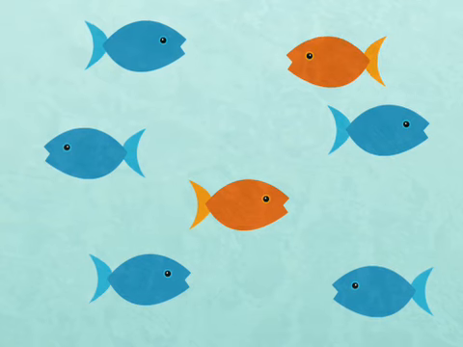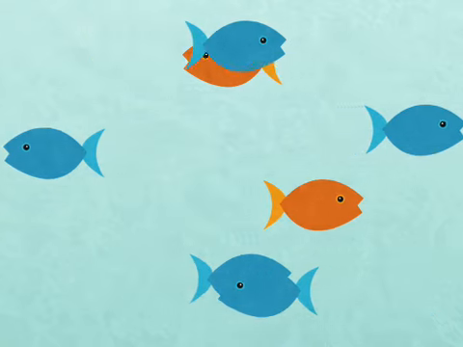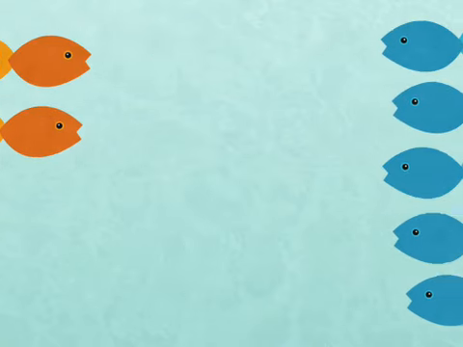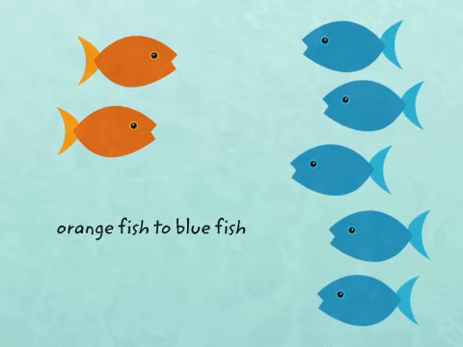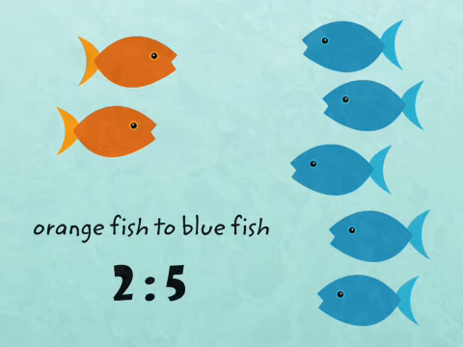A ratio is a comparison of two quantities. For example, we can use ratios to compare the colors of fish in this fish tank. Inside the tank are 2 orange fish and 5 blue fish. The ratio of orange fish to blue fish is 2 to 5.